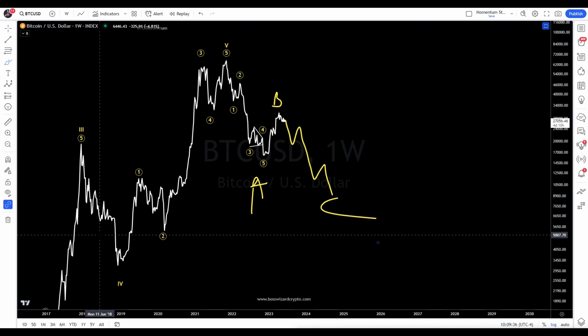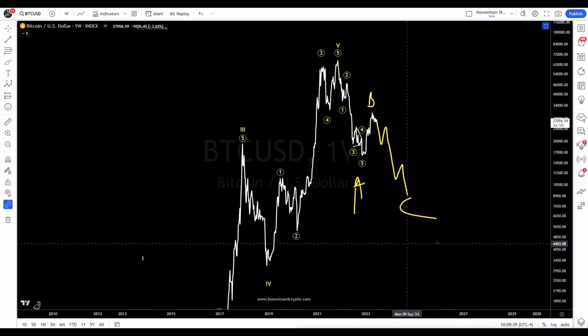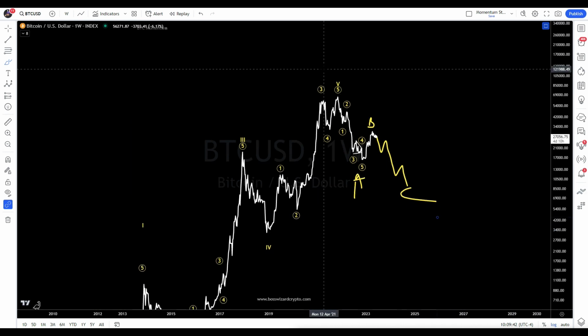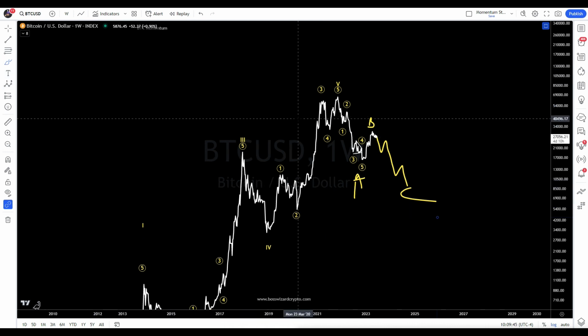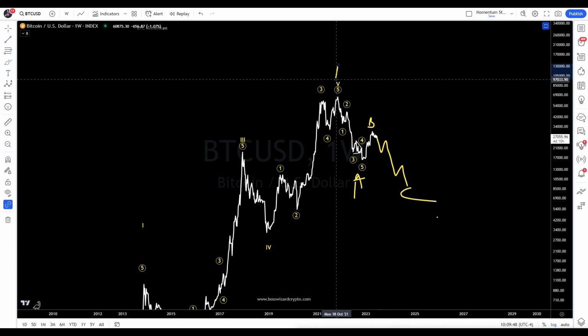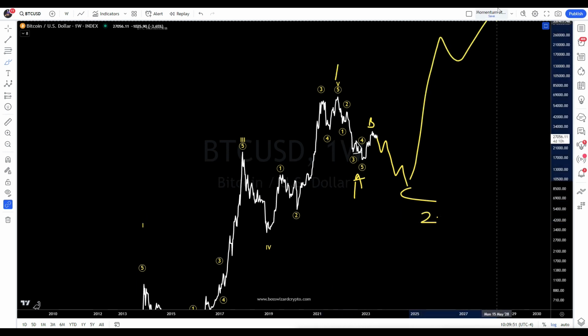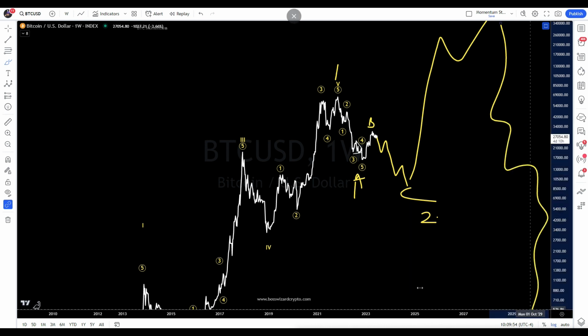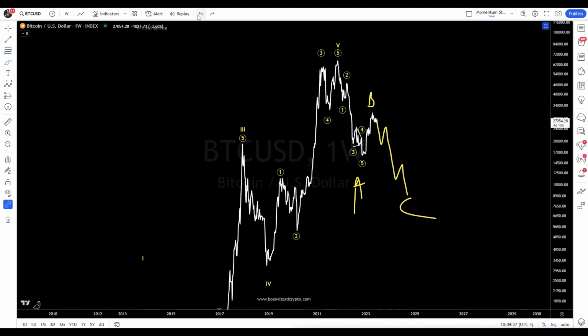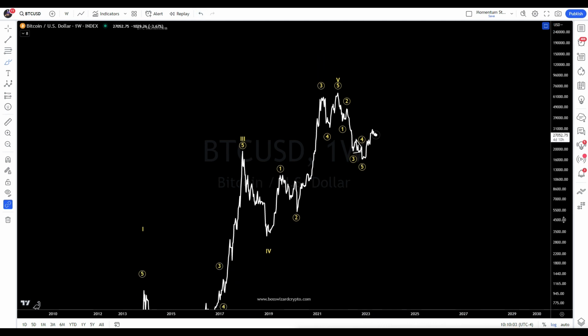That would insinuate that this is not done yet. That would be a 1, and that would be a 2, and you have 3, 4, and 5 to come before you start all that thing I talked about. I don't think that's the case because the structure doesn't match up. If this was just a 1 and a 2, we have well exceeded the guideline to bottom just past the previous 4.